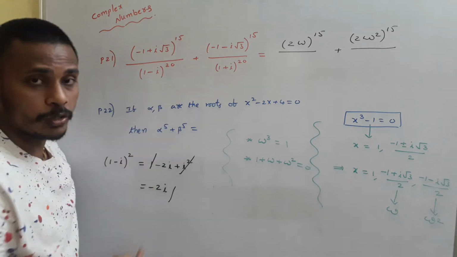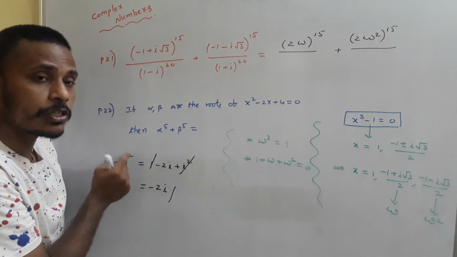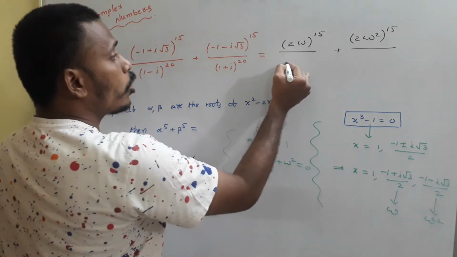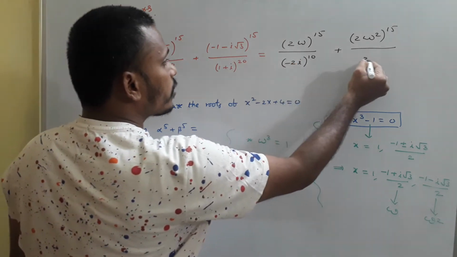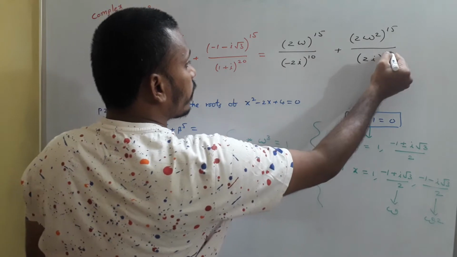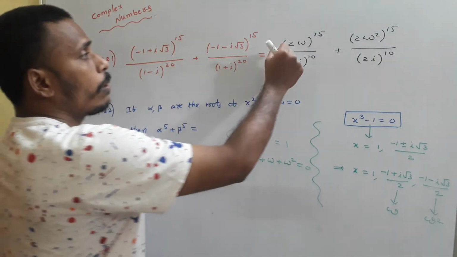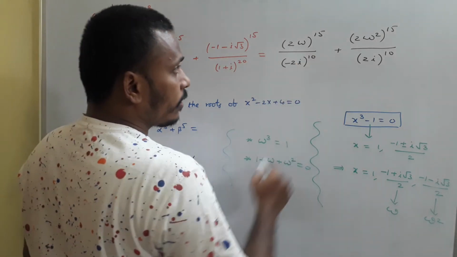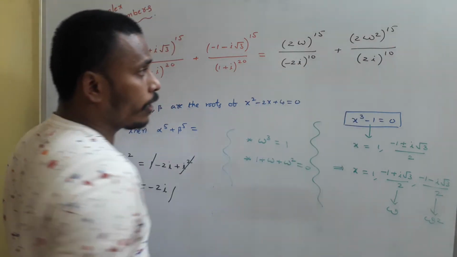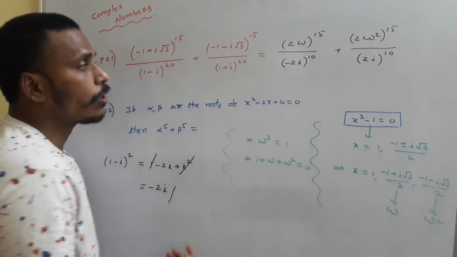But here we have 20, and 20 is 2 into 10. So 1 minus i whole square power 10, in the sense this denominator is minus 2i power 10, and this denominator is 2i power 10. So finally this given problem is nothing but 2 omega power 15 by minus 2i power 10, plus 2 omega square power 15 by 2i power 10. That's what we need to simplify.